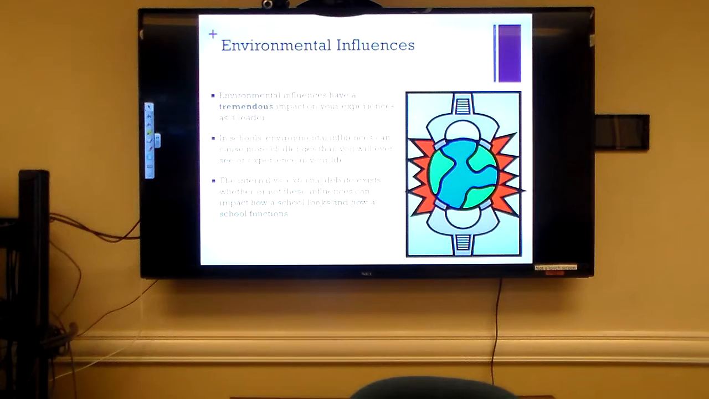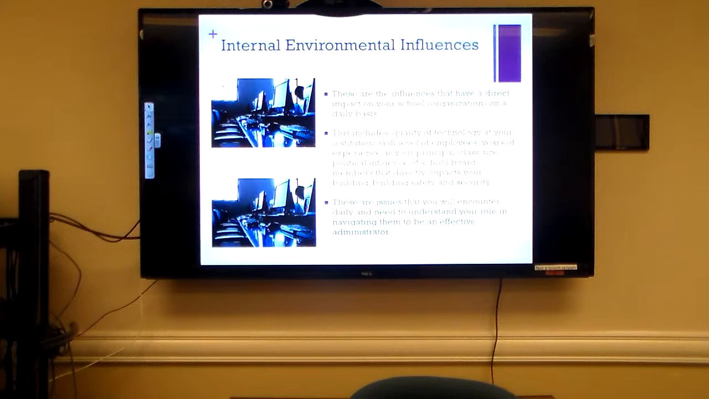So environmental influences have a huge impact on your experiences as a leader. They're both internal and external, and we're going to talk about each one of those. So internal environmental influences are the things that impact you on a daily basis. This is your school board members, this is your building safety and security, this is the technology, these are the people that come in, these are your parents, these are your students, these are how many years of experience your teaching staff has. You get these daily and you have to deal with the internal influences.